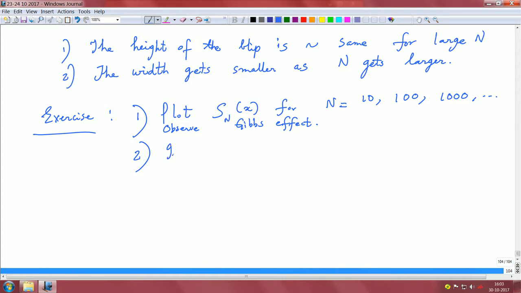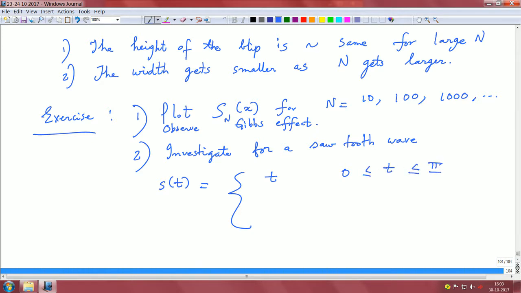Then I would also want you to investigate a sawtooth wave which is given by S of t equals t for 0 less than or equal to t less than or equal to pi upon 2, and pi minus t for pi upon 2 less than or equal to t less than or equal to pi, right. I give you this function; observe what you observe and what you can conclude from this. So, this is just a homework exercise for you.